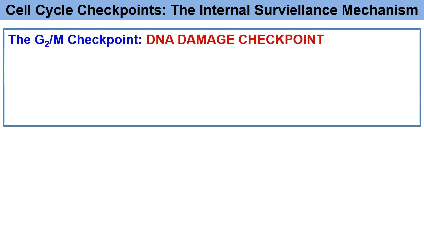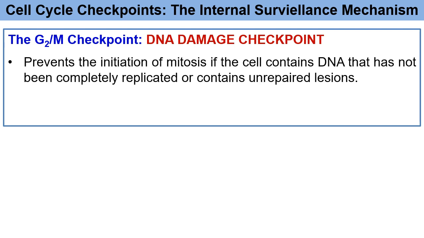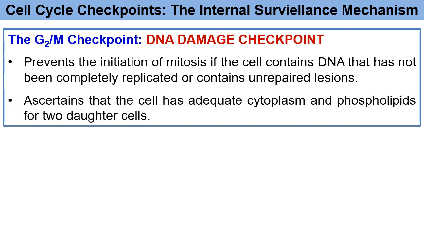The next checkpoint in the cell cycle is the G2M checkpoint, which is another DNA damage checkpoint. So this checkpoint prevents the initiation of mitosis if the cell contains DNA that has not been completely replicated or contains unrepaired defects. This particular checkpoint ascertains that the cell has adequate cytoplasm and phospholipids so that the cell can undergo cell division to form two daughter cells.